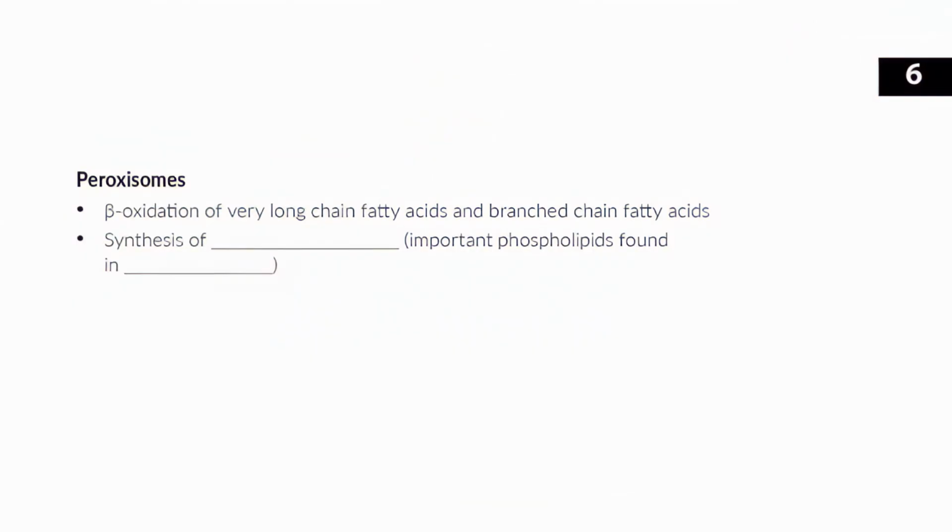The second important process is that the first steps in the synthesis of plasmalogens take place in the peroxisomes. Okay, great. What's a plasmalogen? Plasmalogens are a type of phospholipid that are found abundantly in myelin, in neural tissue. So I want you to bundle those terms together in your brain. Peroxisomes make plasmalogens, which are found in myelin.